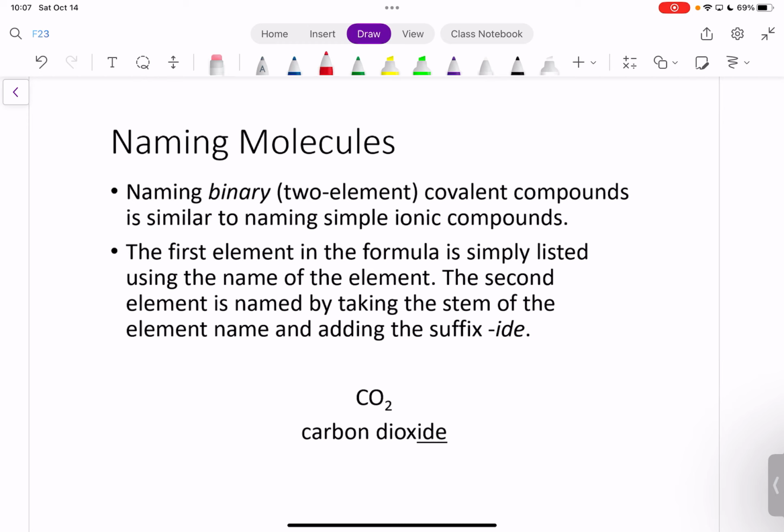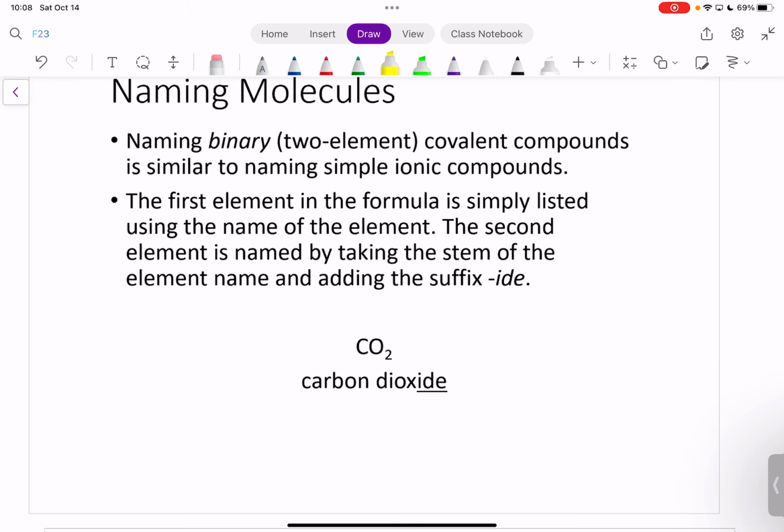So the way that we do this is the first element in the formula is just listed using the name of the element. So just like we do with ionic compounds, the first element in our formula, we're just going to give it its regular name. So in this case, we have carbon dioxide. We just say carbon first. And then for the second one, you'll notice this ending -ide probably looks pretty familiar. It's just like with ionic compounds. The second element always has that ending -ide. So carbon dioxide instead of oxygen.